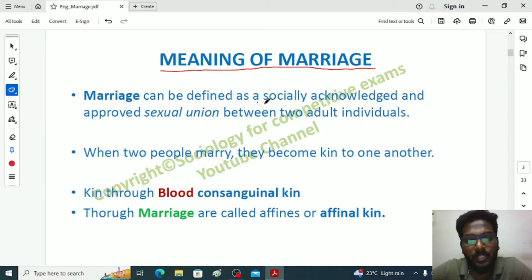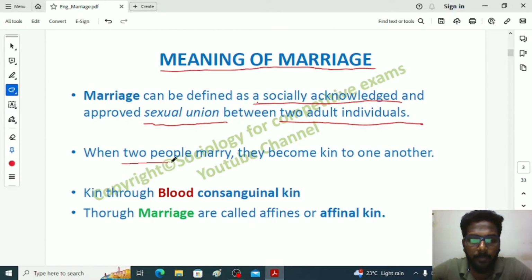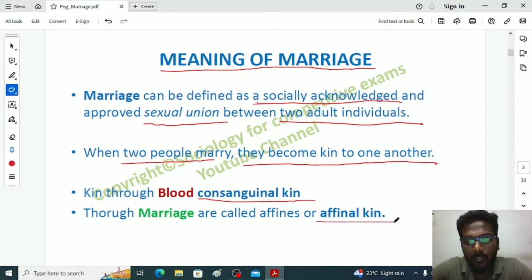Marriage can be defined as a socially acknowledged and approved sexual union between two adult individuals. When two people marry, they become kin to one another. Kinship in sociology can be categorized into two: consanguineal and affinal. Consanguineal kin are blood relatives, for example father and mother, father and son, daughter, mother, son and daughter. It is made up of blood, so it is called consanguineal kin. Second is affinal kin. It is from marriage. Once you get married, you get new relatives. Those relatives come under affines or affinal kin.